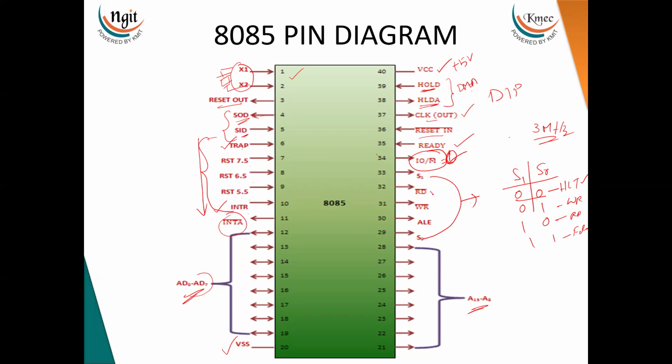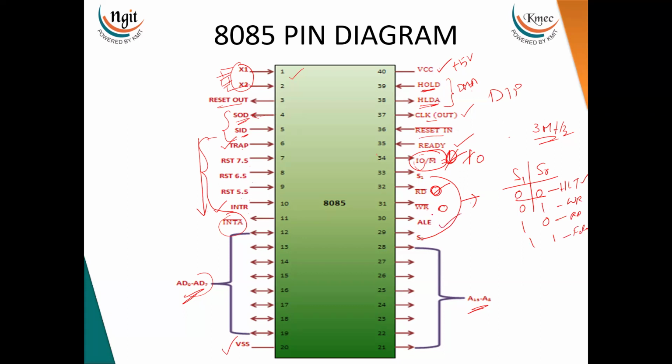Now the read operation. Whenever the microprocessor wants to read data, it will place a 0 on the read pin. If the microprocessor wants to read data from the IO devices, it will place 0 on this pin, and here it will place 1. That selects the IO devices and the read operation takes place. If the microprocessor wants to write data, it will place 0 on the write pin. If it is selecting 1, it will write the data into the IO devices. If it is selecting 0, it will write the data into the memory.